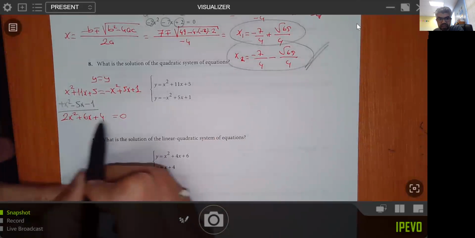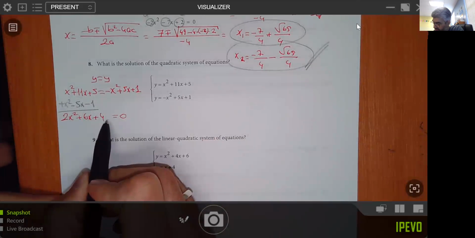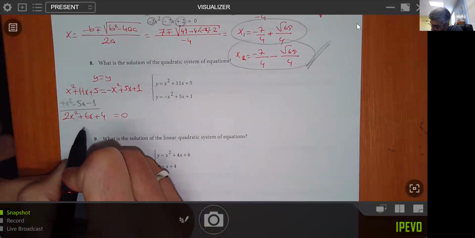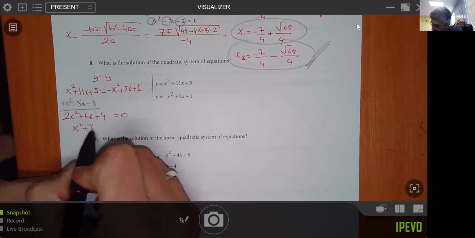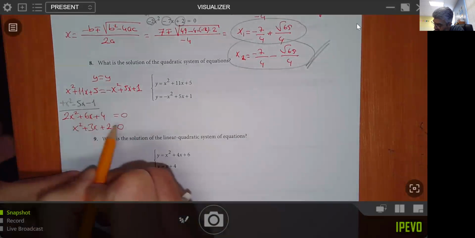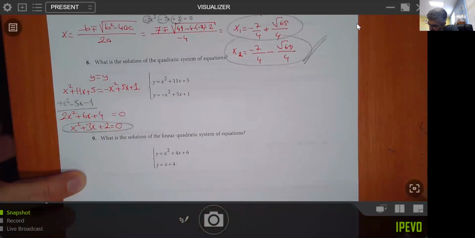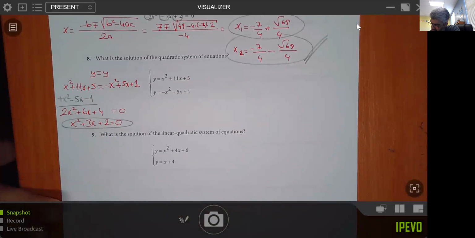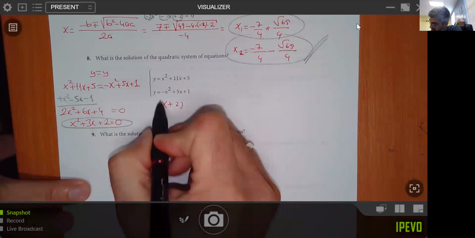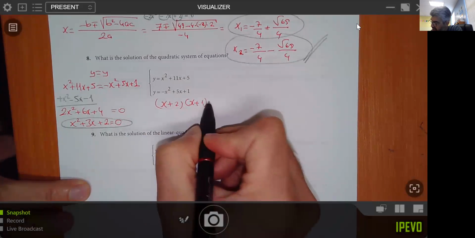Hey, I can simplify this, right, guys? It will be easier for me. It's 2x squared plus 6x plus 4. If I simplify by 2, my equation will be x squared plus 3x plus 2 is equal to 0. So this is my equation to solve. How can I solve this one? Well, I can find the factors. You see, guys, I can write it as x plus 2 times x plus 1 equals 0.